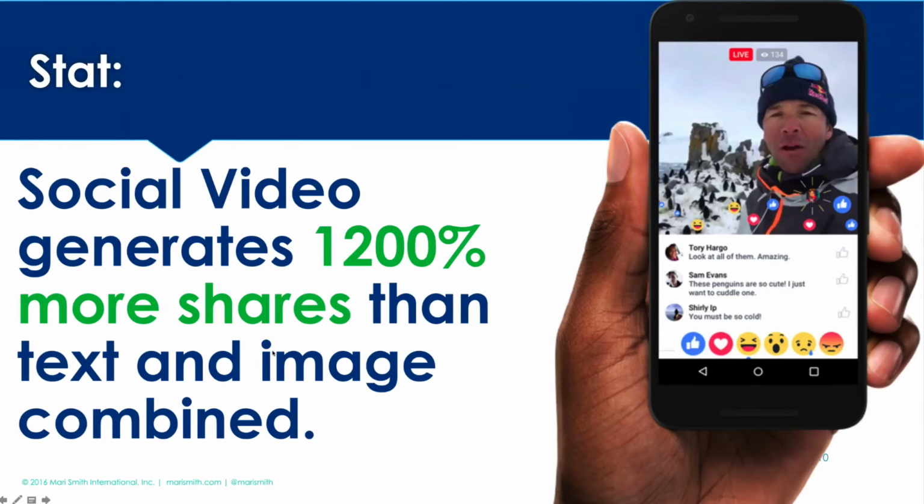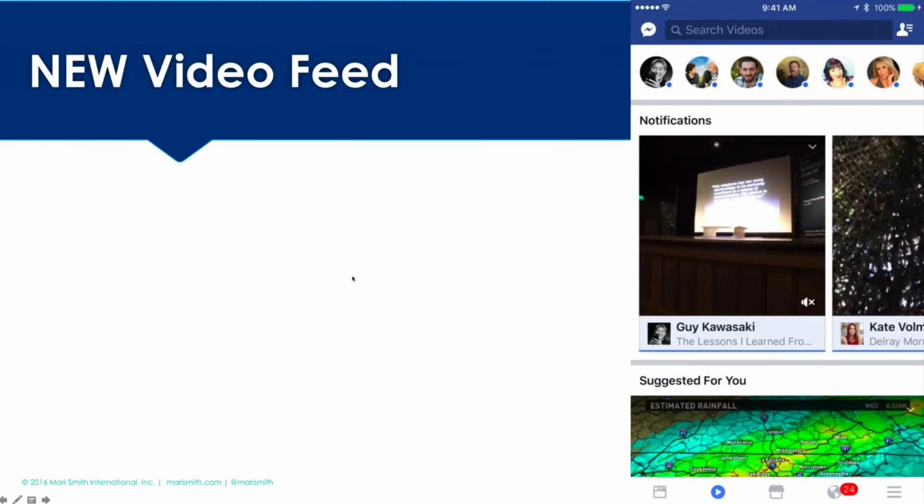Social video generates 1,200% more shares than text and image combined. That's a stat from Brightcove, and it really amplifies and underscores what Susan was talking about as well with the BuzzSumo stats. Videos are getting much more shares than any other type of content.